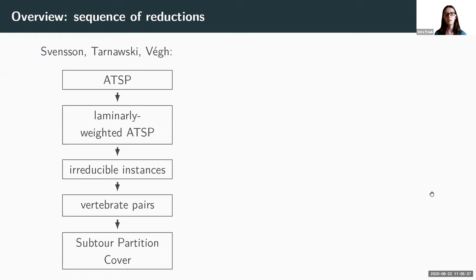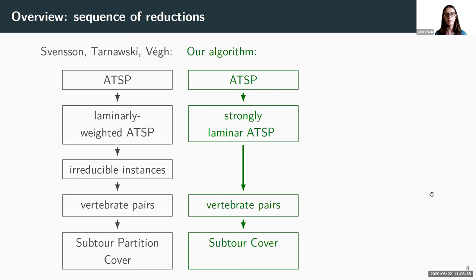So starting from ATSP, they reduced the problem to more and more structured instances, such that at the end they can give a constant factor approximation algorithm. And so here on the left, you see the outline of the algorithm, the sequence of reductions. And for comparison, here in green, these are the reduction steps of our algorithm. So you see that it's kind of similar, but there are some differences. And most importantly, we are able to skip one of the reduction steps completely. So we don't need the step of reducing to these irreducible instances.